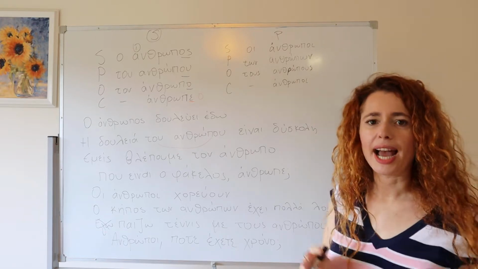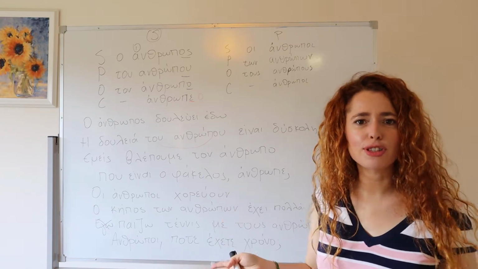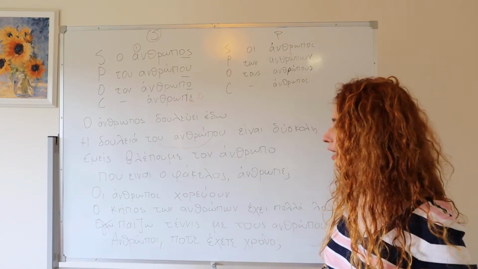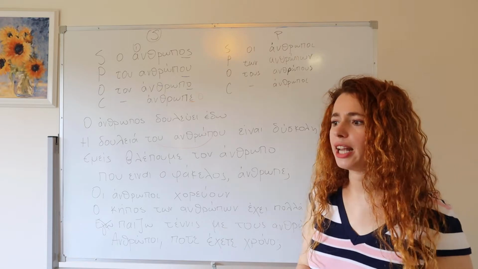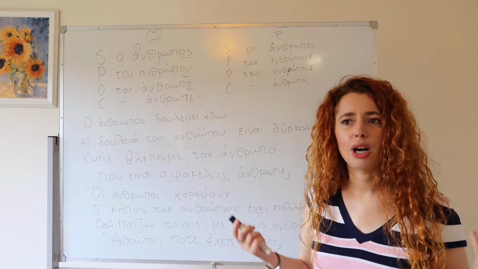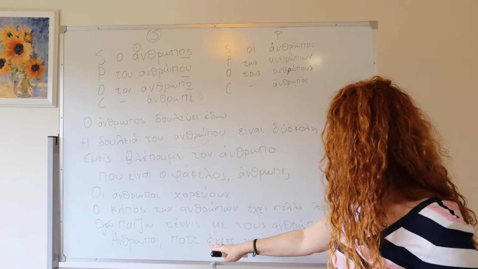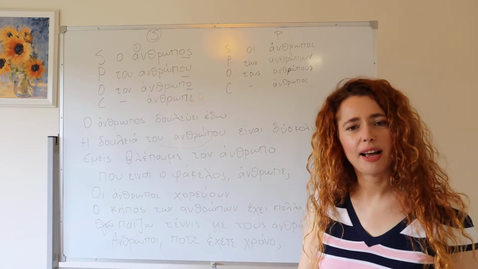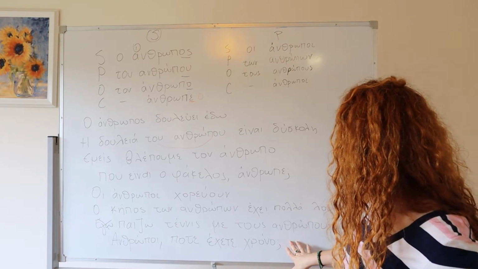Let's go to άνθρωποι. Άνθρωποι, ξεχάσατε να πληρώσετε. Men, you forgot to pay. Humans, you forgot to pay. Άνθρωποι, πού είναι οι τσάντες σας? Humans, where are your suitcases? Άνθρωποι, πώς θα πάτε στο αεροδρόμιο? How are you going to go to the airport? Άνθρωποι, πότε έχετε χρόνο? Men, when do you have time? So this is with άνθρωποι.